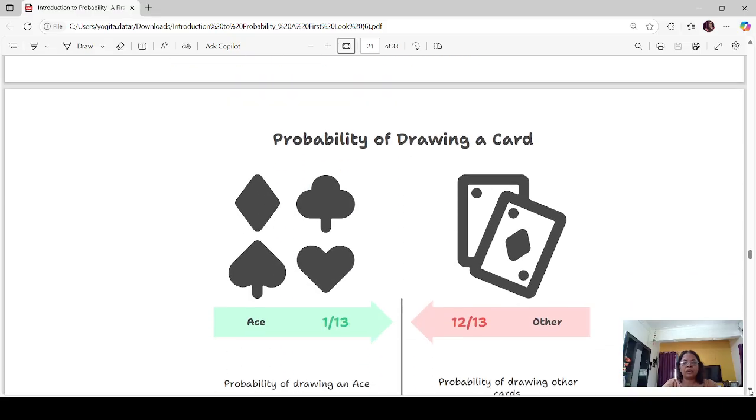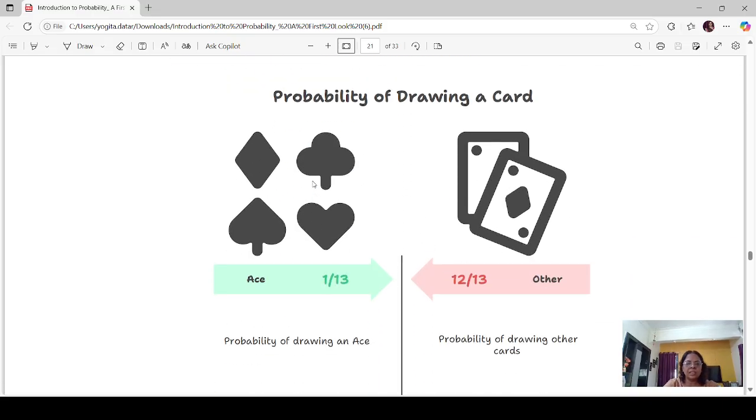So this is the probability of drawing a card. These are the 4 ace cards, and here these are all the cards.